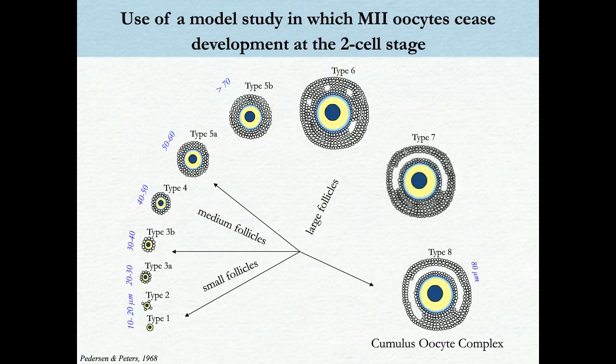All these studies were conducted using a model study in which oocytes choose development at the 2-cell stage, a model that I'm briefly going to illustrate. In this slide, you observe the 8 main stages of follicle maturation as it occurs in the mouse ovary, from the tiny 10 micrometer in diameter primordial follicle to the fully grown antral follicle, the follicle that is ready to be ovulated.